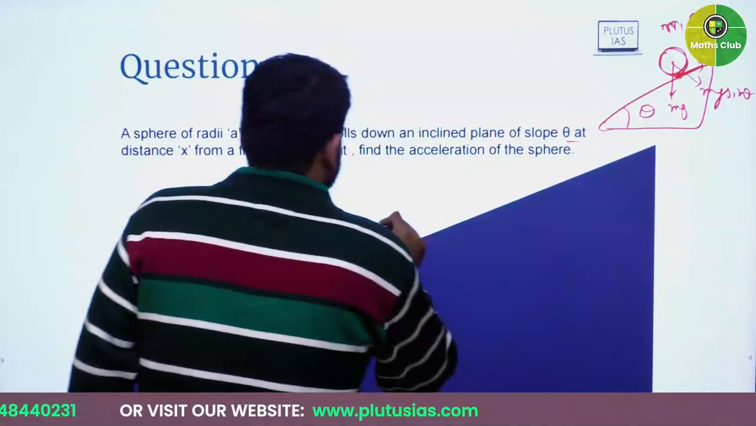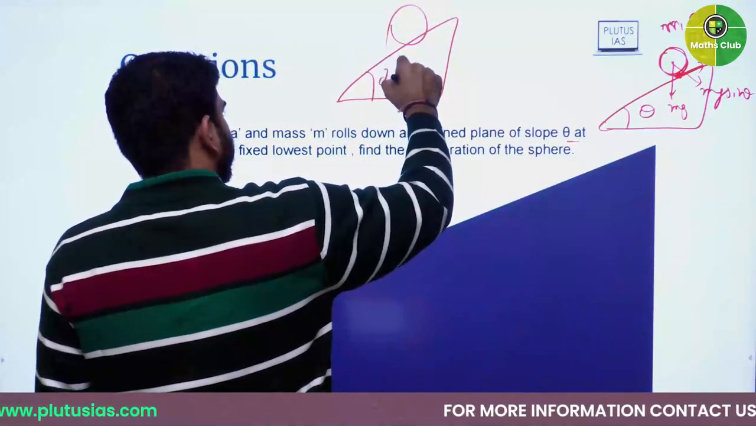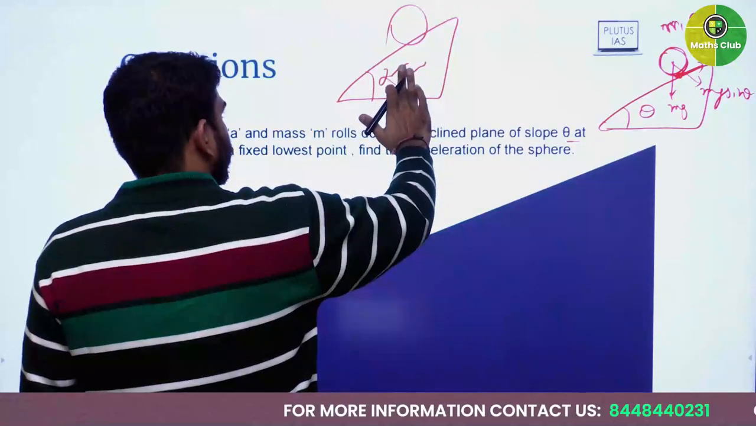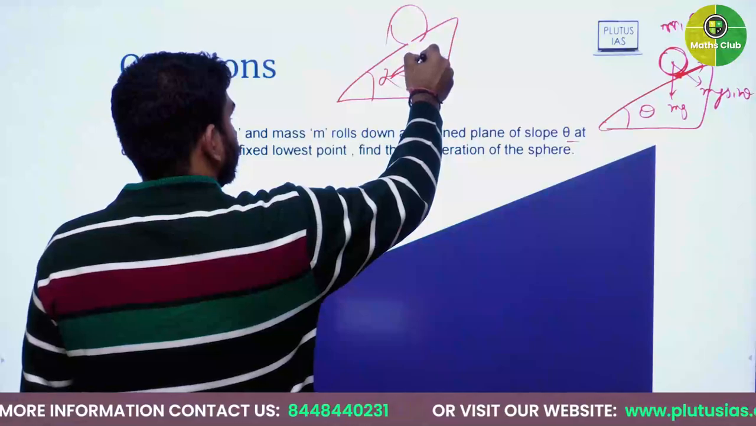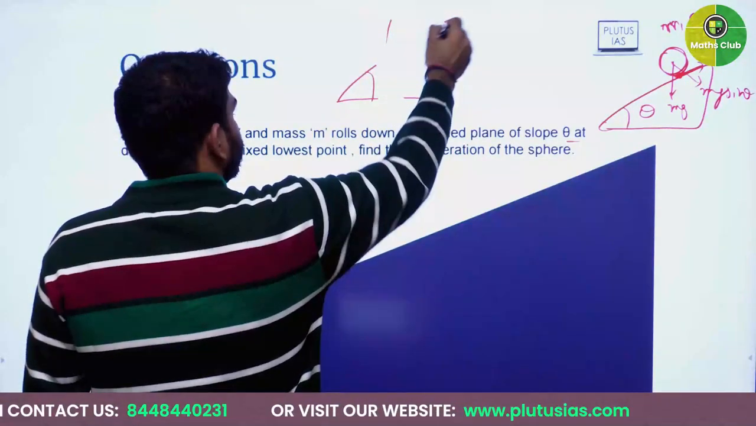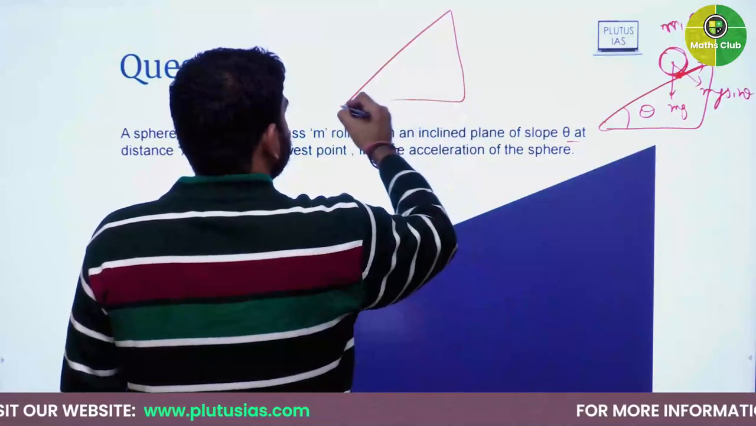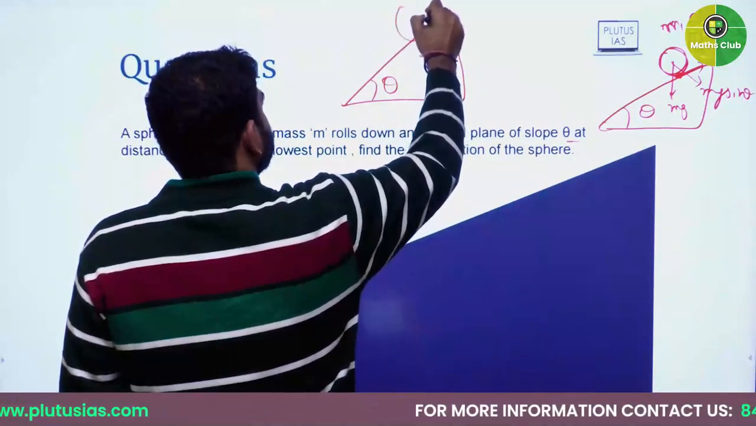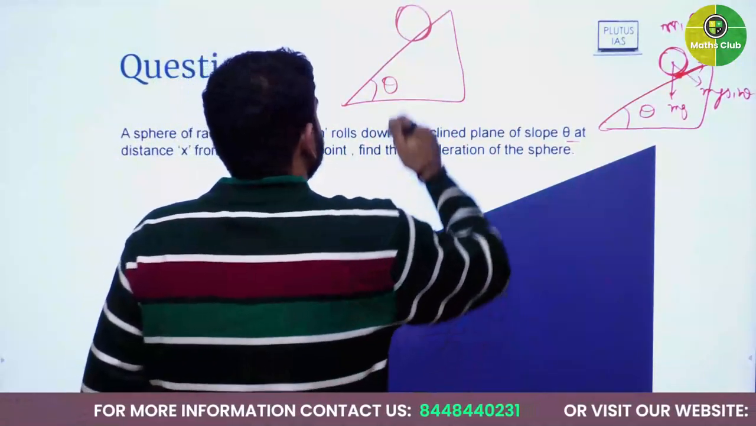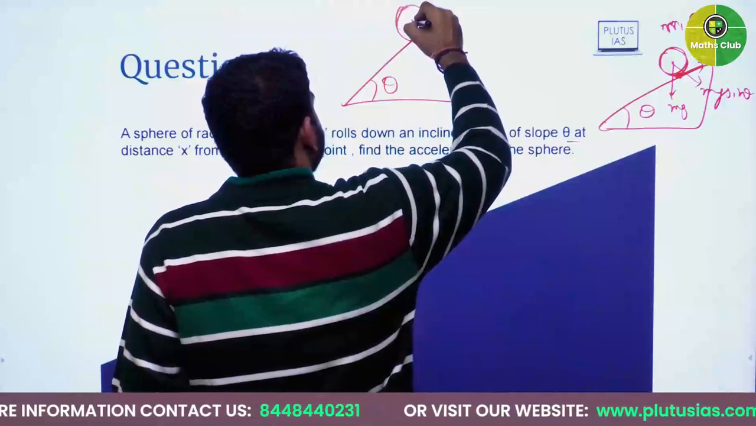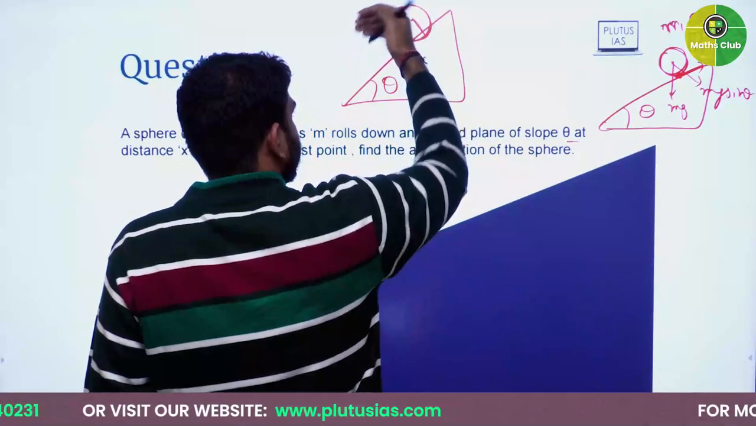So let's see ab isko karna kaise hai. Bahut simple sa question hai. This is theta. I'm sorry. This is theta. Yeh hamara sphere hai and this sphere is rolling down the slope. So in generalized coordinates we will see that the sphere is moving down in this direction.